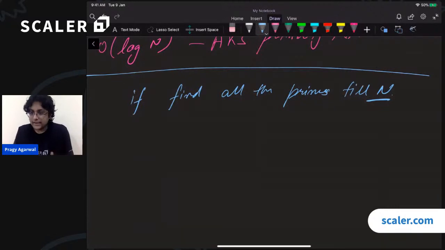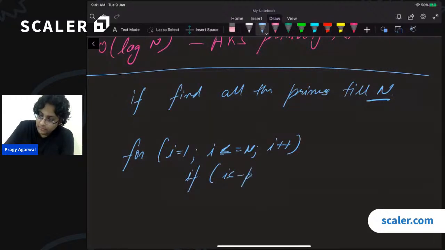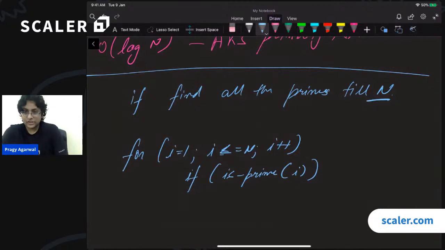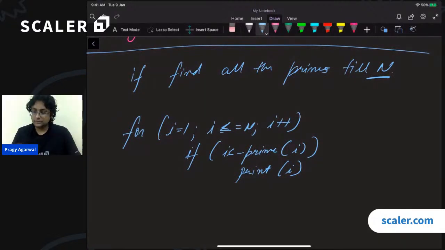So one way of doing that is to very simply go through all the numbers and check if they are prime. We can simply do for i equals 1, i less than or equal to n, i plus plus, and we will say if isPrime of i. This isPrime is the function that we have coded earlier. We will simply print i. Simple enough?